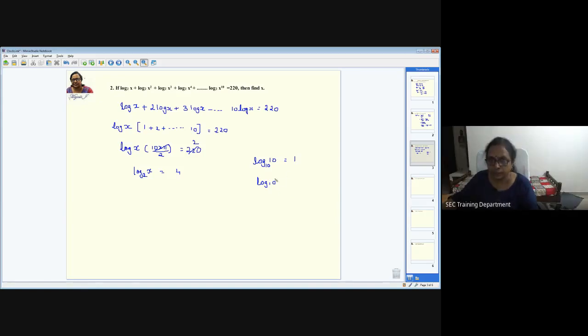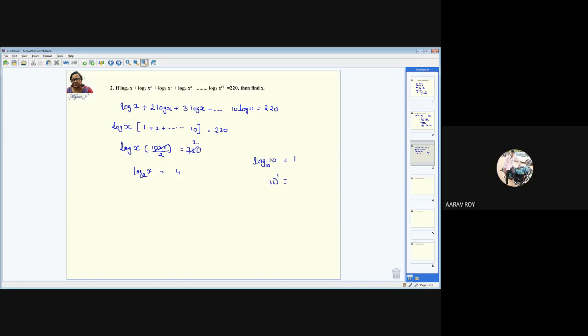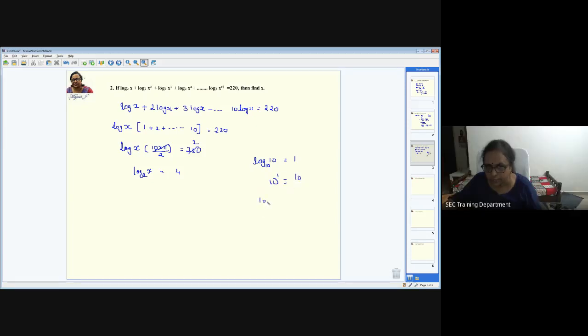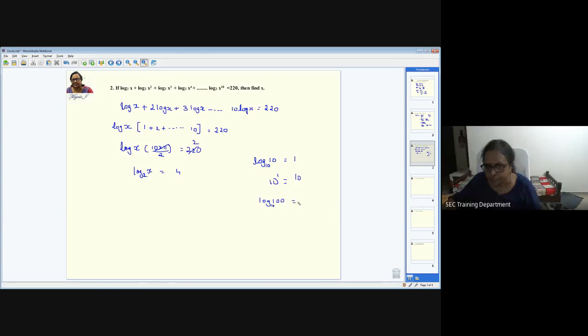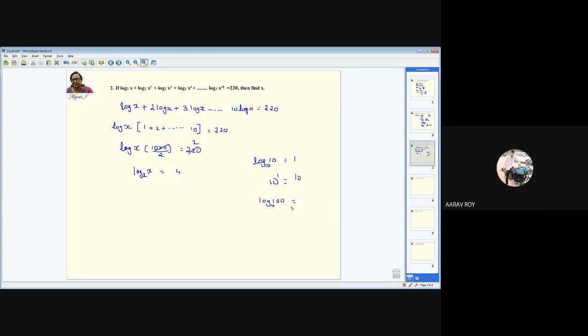Here, this 10, whatever you have, you need not write this log. Sorry, this 10, this power will come here. That is equal to this 10. Suppose I write it as log 100 base 10. What is the answer? 2.